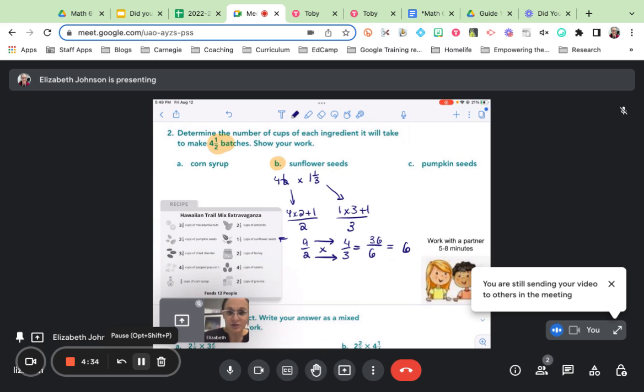Now what I want you to do is to work with your partner. We're going to set a timer for 5 minutes, and you are going to do the corn syrup and the pumpkin seeds. Your first step is going to be to get your values from your recipe. You're going to change those values from mixed numbers to improper fractions, and then you're going to multiply numerator times numerator, denominator times denominator. Be sure that your final answer is simplified. All right, pause that video, set the timer, and work for 5 minutes with your partner.